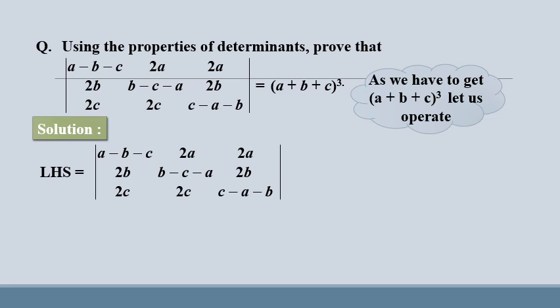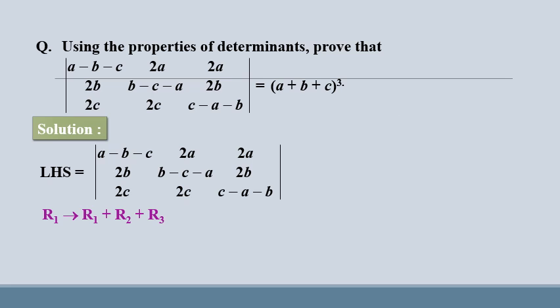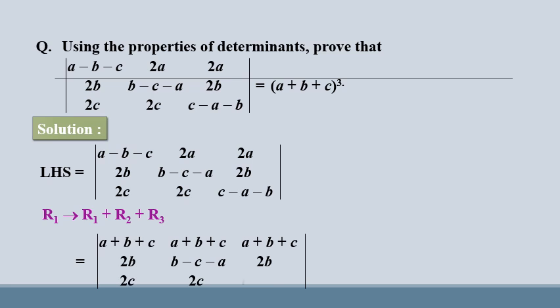So the first step we need to apply is R1 implies R1 plus R2 plus R3. So on applying the operation we get the first row elements as a plus b plus c, a plus b plus c and a plus b plus c. The elements of R2 and R3 will remain as it is.